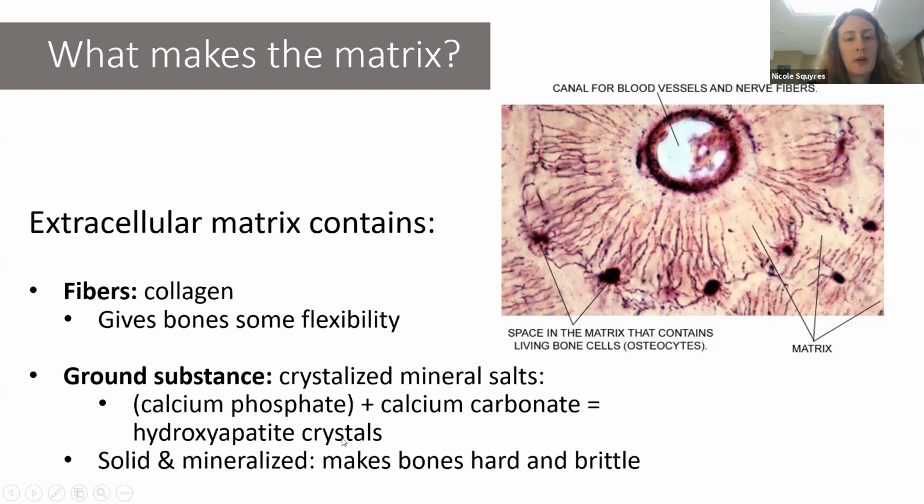You guys don't need to worry about the specific structure of hydroxyapatite crystals. But important thing that you'll notice is that calcium is a big component, right? So our bones contain a lot of calcium, and that is going to wind up being really important in their function. And again, this ground substance, right, it's solid and it's also mineralized. So bones are hard and brittle. And that's the part of it that makes it hard and brittle. But again, not too brittle, because the collagen helps balance that out a little bit and give bones a little bit of flexibility.